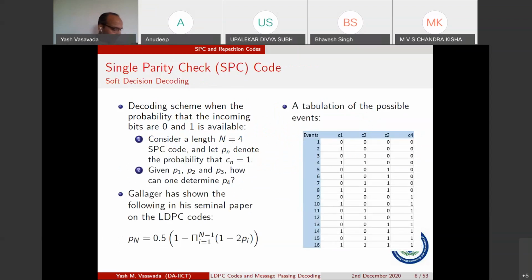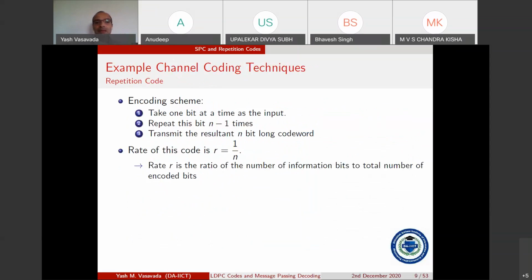Now let us move forward. We will look at another code which is called repetition code. I don't know whether we looked at repetition code in CT516 or not. Can you remind me, did we look at repetition code in CT516 by any chance? Have you heard of repetition code before? Yes, sir, we did study. Okay. So then at least the first few slides will be pretty straightforward.